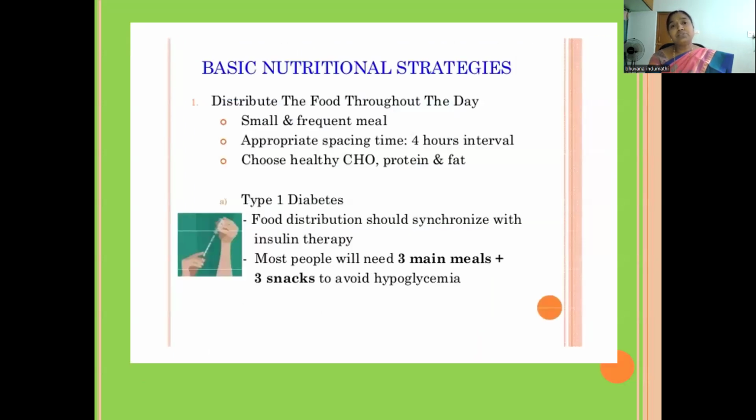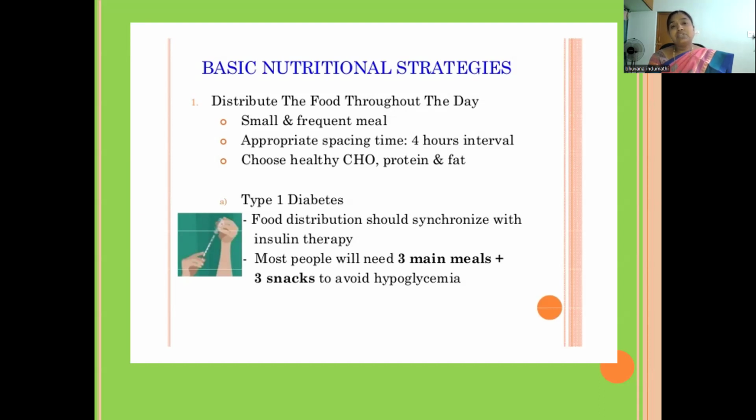Coming to the nutritional needs and strategies, we have to distribute the food throughout the day. That is, the patient should have small and frequent meals, appropriately spaced at 4-hour intervals. And the patient has to choose healthy carbohydrates, protein, and dietary foods.